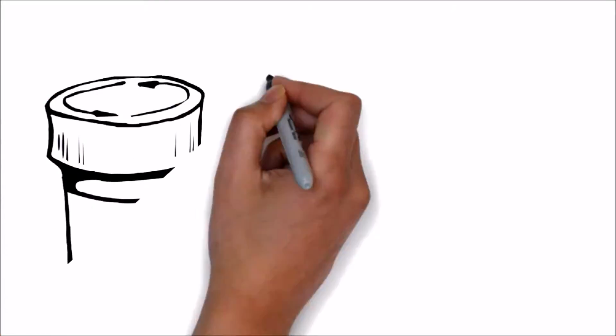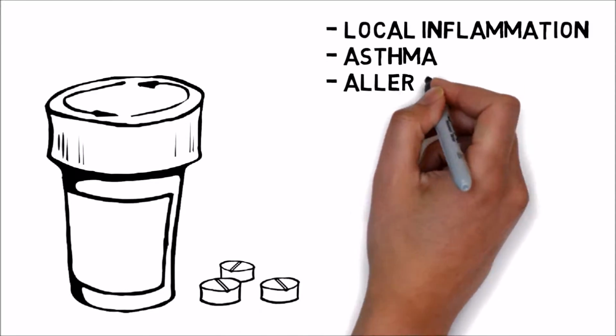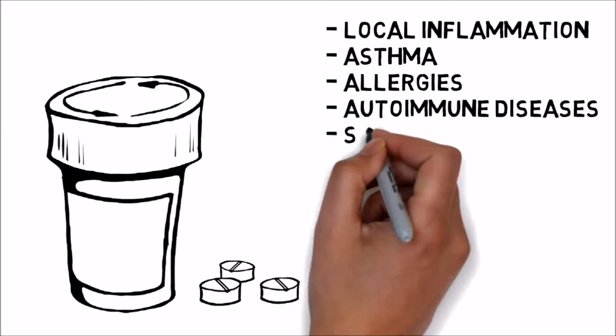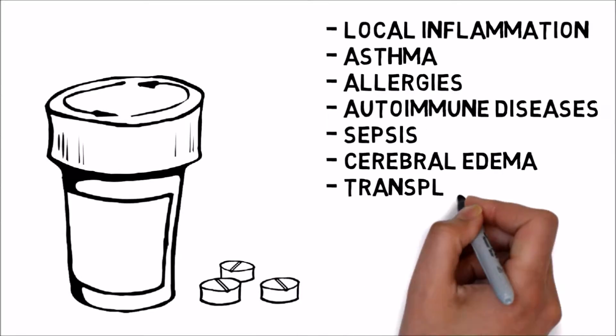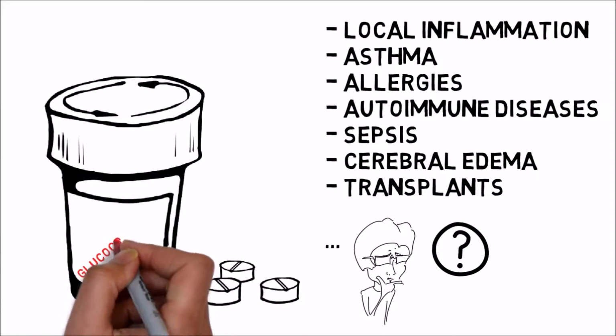Hi, this is Pharmacology 3021 and we will provide some information about a class of drugs that can be used to treat local inflammation, asthma, allergies, autoimmune diseases, sepsis and other disorders. But what is this class of drug? It is glucocorticoids.